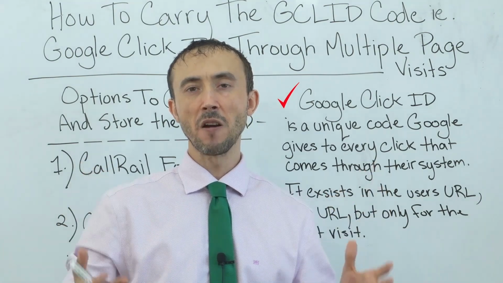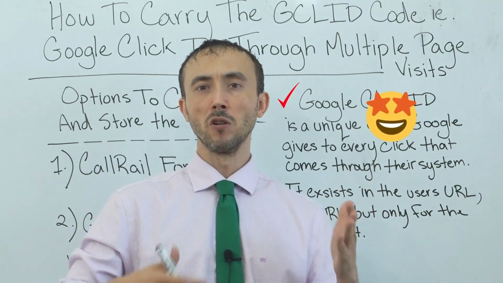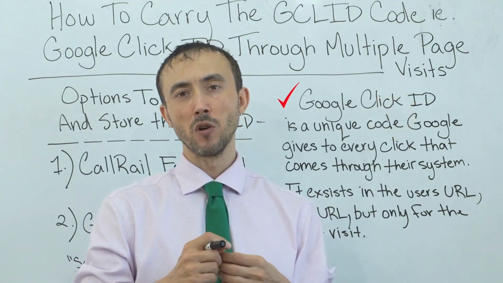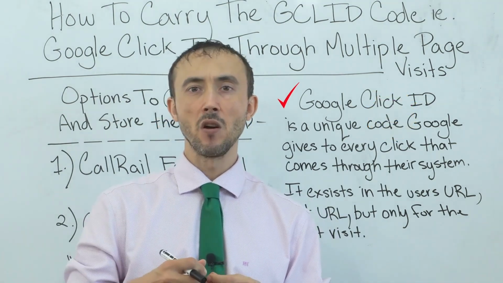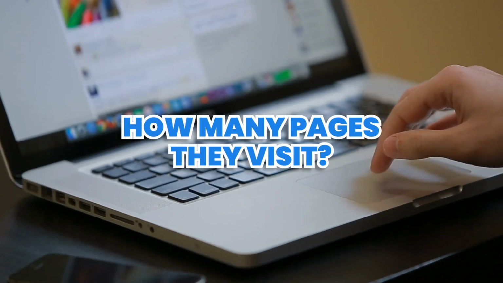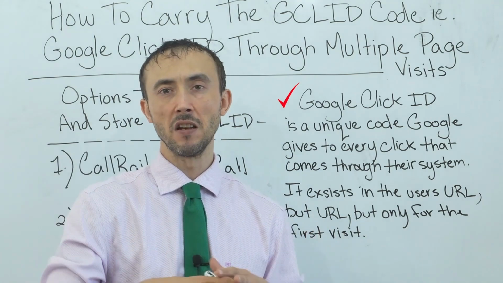So this is a very important thing to actually have done: capturing that user's Google Click ID in a cookie on the user's browser, so that you'll have it regardless of whether they come back later and buy or turn into a lead, regardless of how many pages they visit or how many times it takes before they ultimately turn into a lead.